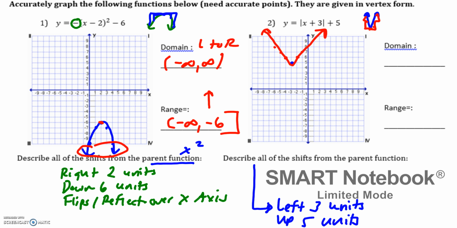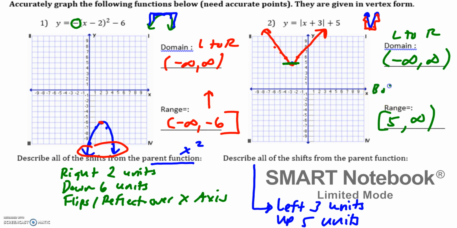And now that I have that graphed, my domain, like the parabola, is going forever towards negative infinity, forever towards positive infinity. And because I'm going left to right, negative infinity comes first, then I'm going to positive infinity. My range is going to be somewhat the opposite of the previous problem, because my lowest point this time is down here at 5 with a bracket, because it's actually on the graph, and then my graph goes up towards infinity. So again, range is really bottom to top.